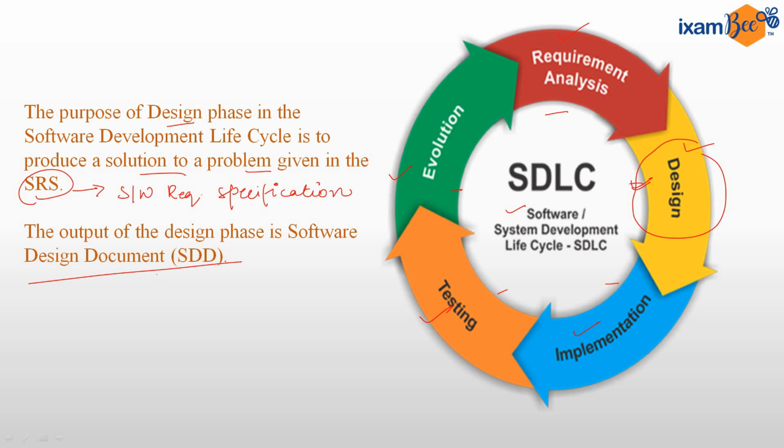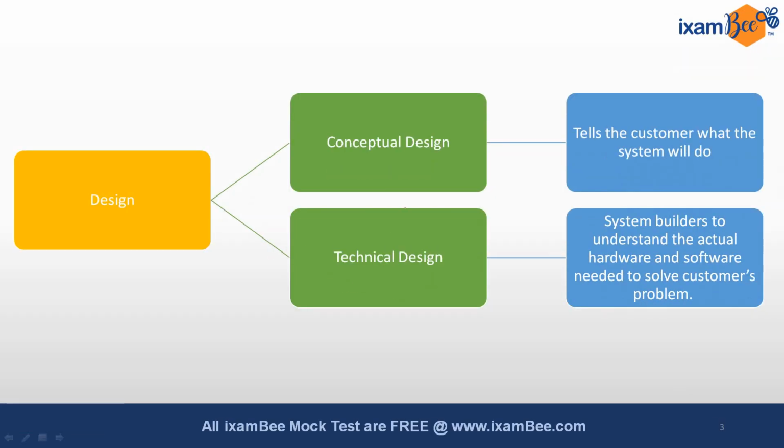After we complete our designing, the input for the implementation stage will be the SDD, that is the Software Design Document. In this, we have to do a lot of calculations and brainstorm ourselves in order to understand what needs to be done in the design phase. There are several concepts in the design phase. Basically there are two kinds of design: one is the conceptual design and one is the technical design.